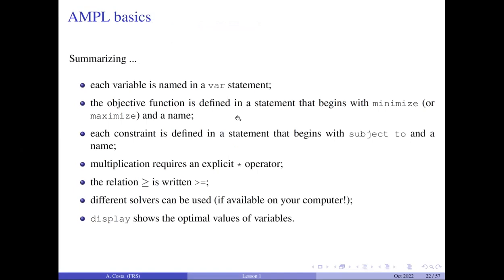So the summary is this. Each variable must be defined with a var statement. The objective function is defined in a statement starting with minimize or maximize, and then you put the name of the function that is what you want. Constraints start with subject to. So these are the keywords: var, param, subject to, minimize, just a few keywords to memorize.